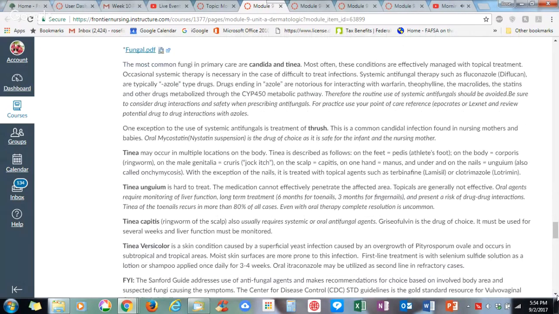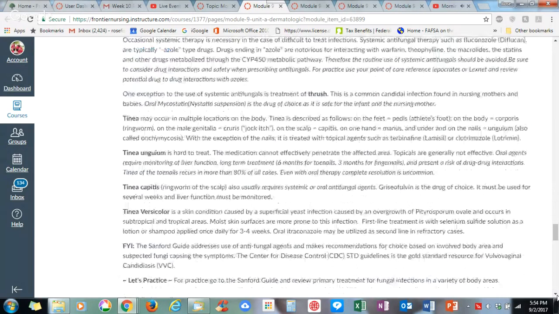Drugs ending in azole are notorious for interacting with warfarin, theophylline, the macrolides, the statins, and other drugs metabolized through the CYP450 metabolic pathway. Therefore, the routine use of systemic antifungals should be avoided. Be sure to consider drug interactions and safety when prescribing antifungals. One exception to the use of systemic antifungals is the treatment of thrush.